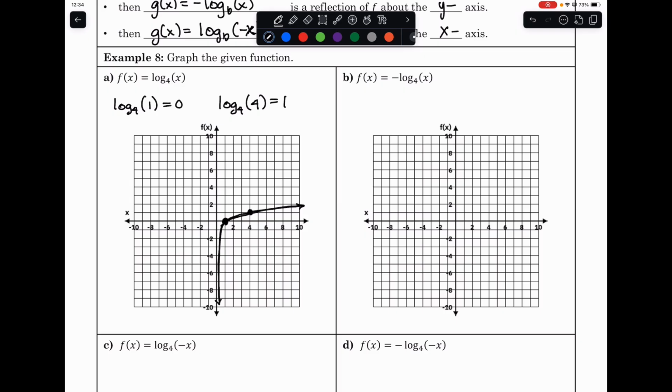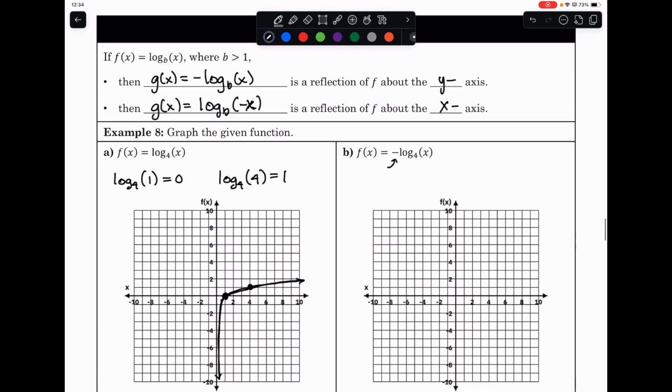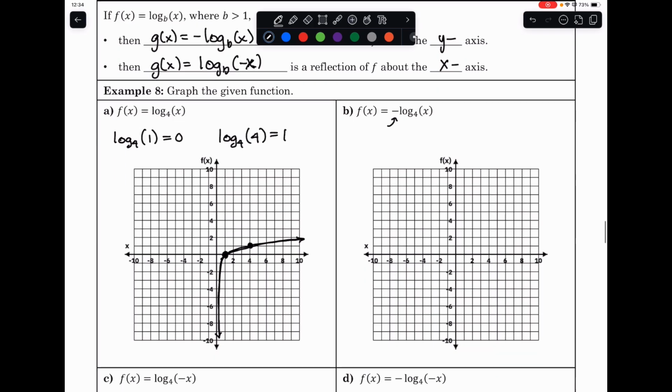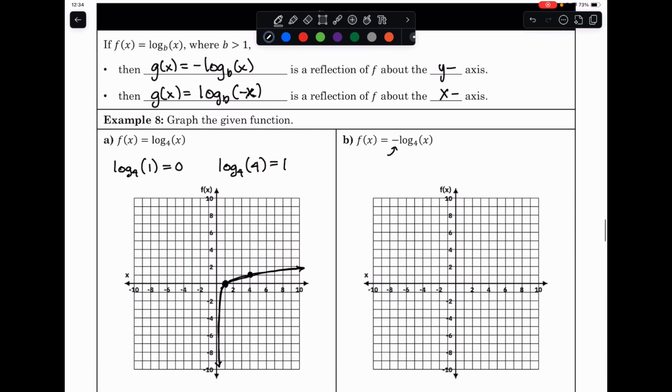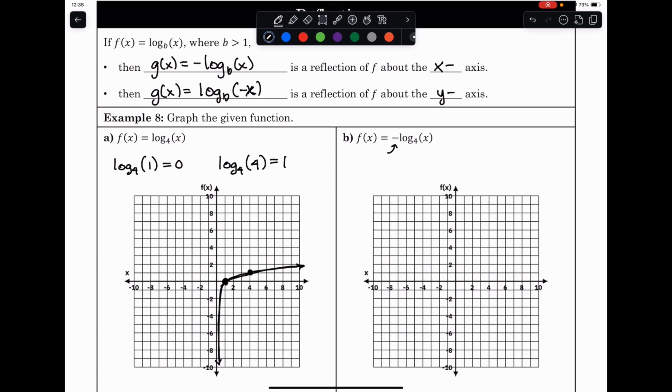Like in this next example, example B, because of the negative sign being out there, that's going to be a reflection across the y-axis. So it's going to be a vertical reflection. So, I'm sorry, I put these backwards. Fix this. My bad, I'm giving you the wrong information. This is a reflection across the x-axis, and this one would be a reflection across the y-axis. So let's fix that, okay? So let's do this correctly now.